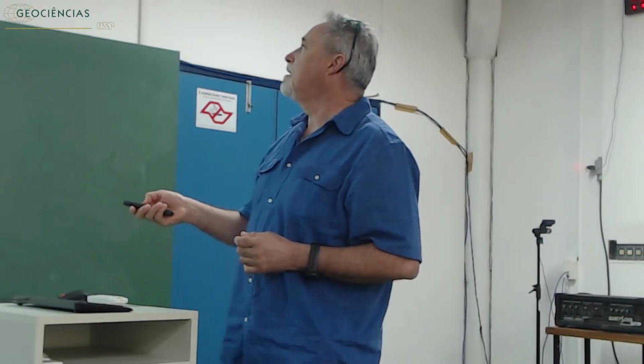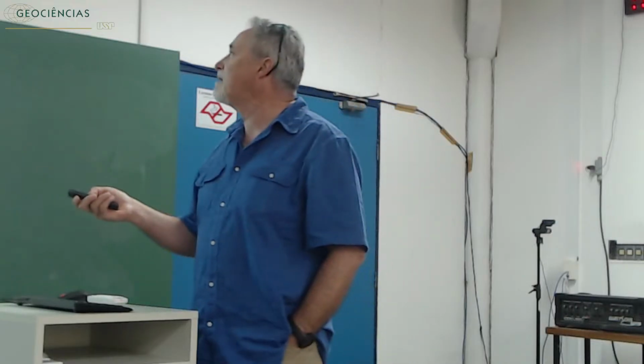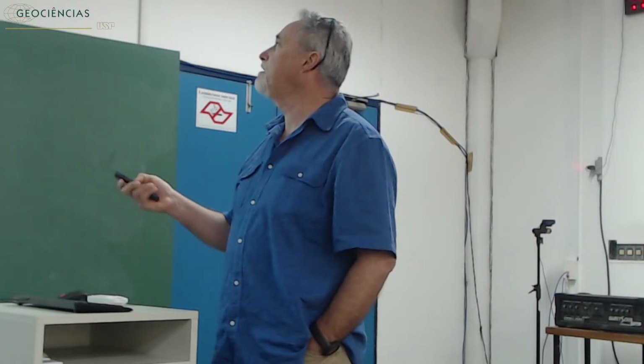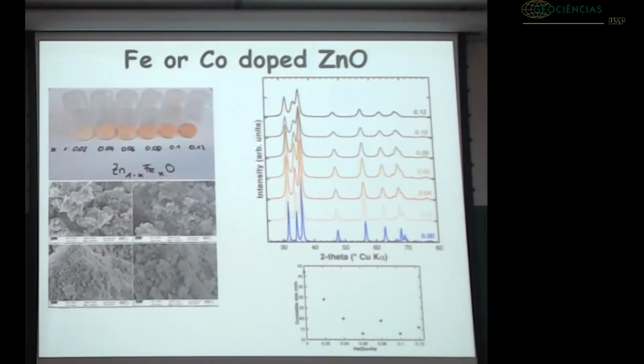Okay. Another case of a mineralized material used for lithium-ion batteries, this time on the anode. This is zinc oxide doped with iron. From diffraction, we see two things. We can see clearly how the unit cell changes according to the amount of doping of iron replacing zinc. But also we see that the peaks get much larger.